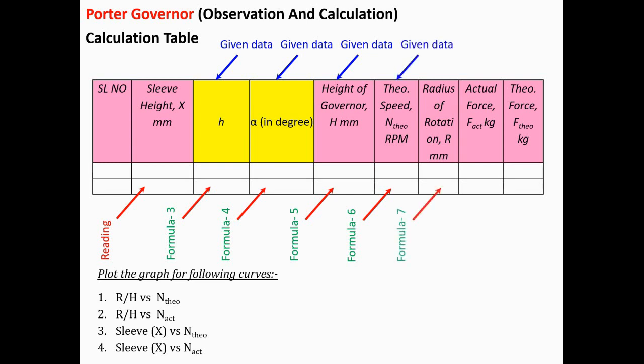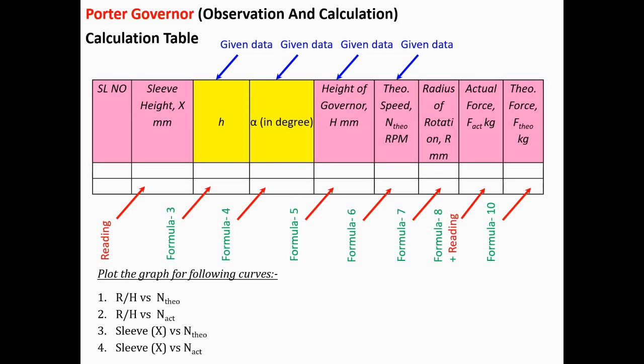Further, in this manner, radius of rotation r you can calculate using formula number 7. Actual force you can calculate using formula number 8 as well as some readings from experimentation that will also be used in this formula. Finally, theoretical force you can calculate using formula number 10.